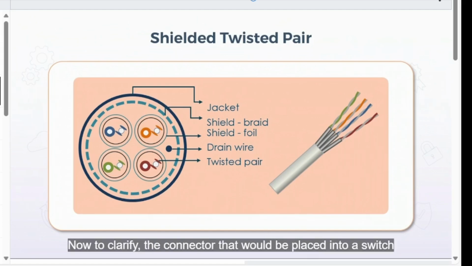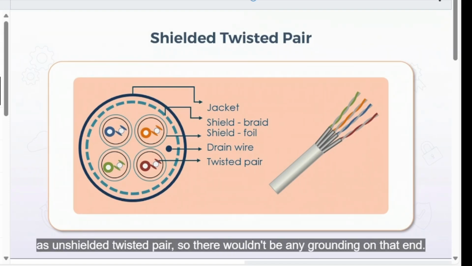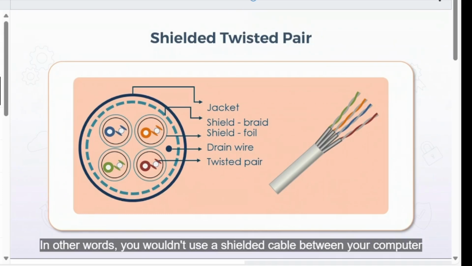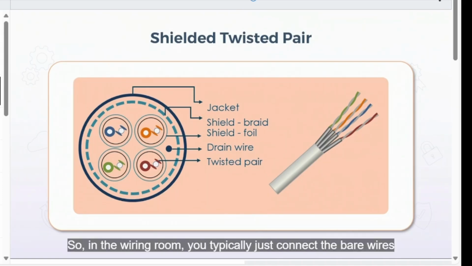Now, to clarify, the connector that would be placed into a switch or other networking device uses the same RJ45 connector as unshielded twisted pair, so there wouldn't be any grounding on that end. But shielded cable almost always tends to be used for the cable runs that terminate back into the central wiring room. In other words, you wouldn't use a shielded cable between your computer and the data port on the wall. So in the wiring room, you typically just connect the bare wires to a patch panel. So you don't need an RJ45 connector.